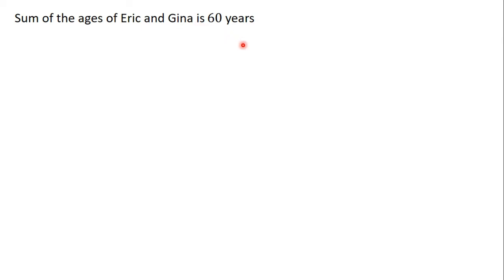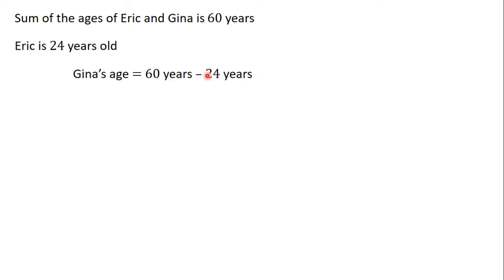The question said that we should calculate the age of Gina. We also know that Eric is 24 years old. So if the sum of the ages of Eric and Gina is 60 years and Eric is 24 years old, then Gina's age will be equal to the sum of the ages of Eric and Gina, which is 60 years, minus Eric's age, which is 24 years, and this will give us 36 years. So we can simply subtract Eric's age from the sum of the ages to get Gina's age. Or we can use the ratio as we have been doing all along.